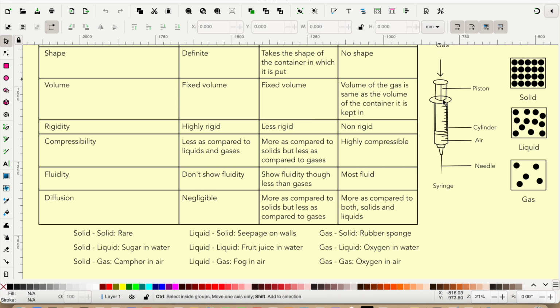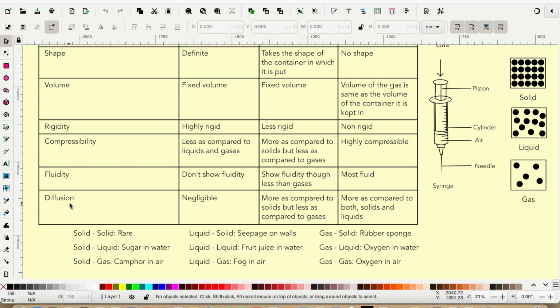If the piston is pulled up, pressure on the air inside decreases and its volume increases. As a result, air gets decompressed or expanded. The next property is fluidity. It means the property to flow. Gases are more fluid than liquids. Solids don't show this property.